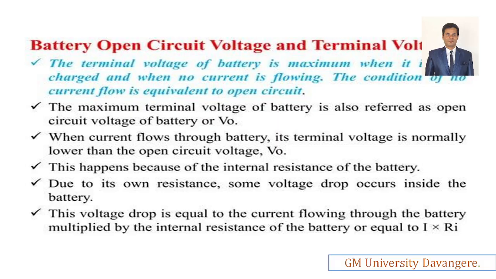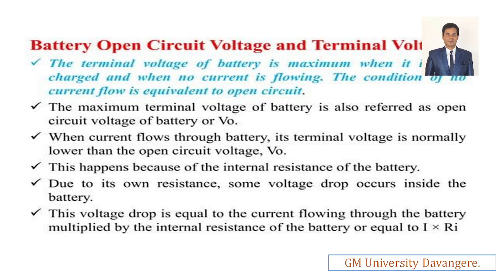The terminal voltage of the battery is the maximum when it is fully charged. Right? If it is charged to 100%, then we say the terminal voltage is around the maximum voltage, when no current is flowing, because in the open circuit the voltage will be there but there is no current. Right? If we see the short circuit, the voltage will be less and the current will be very high. The condition of no current flow is equivalent to the open circuit.